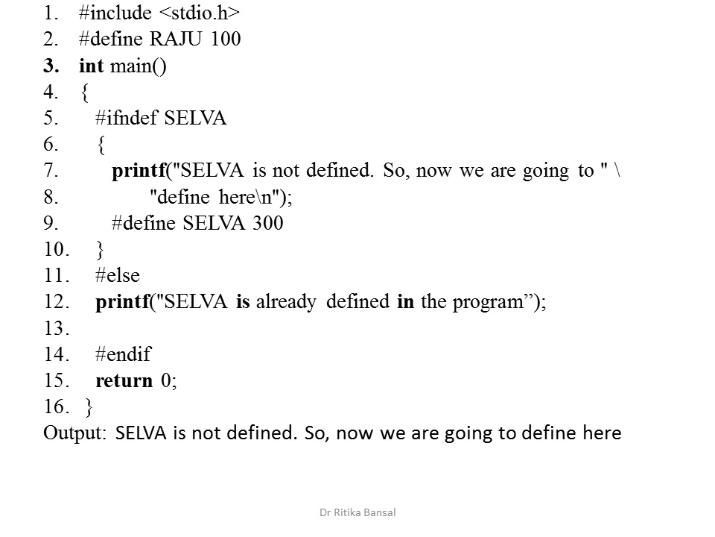So we have seen Raju is defined but Salva is not defined, so it will work. If not defined Salva, yes, it is not defined, so line number 7 will get executed, otherwise line number 12 will get executed. So here it works when the macro is not defined. The previous one works if the macro is defined. So two combinations: ifdef, else, endif and ifndef, else, endif.